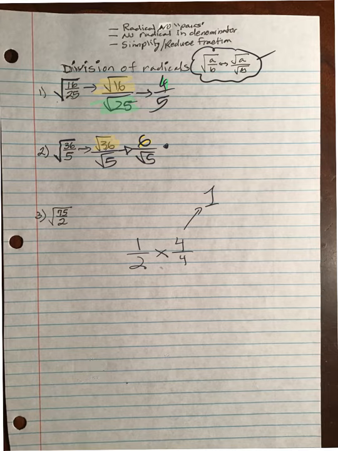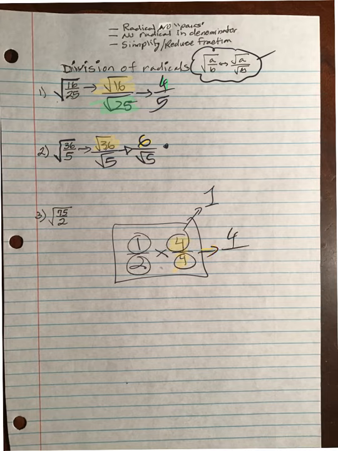Some of these properties and identities we use a lot. So really, we're just multiplying 1/2 times 1. That's really just a fancy way of writing the number 1. Agreed? So when I multiply fractions, don't I multiply straight across? So 1 times 4 is 4. And 2 times 4 is 8. So 1/2 and 4/8 are exactly the same number.